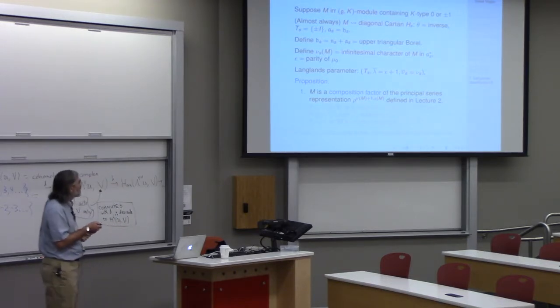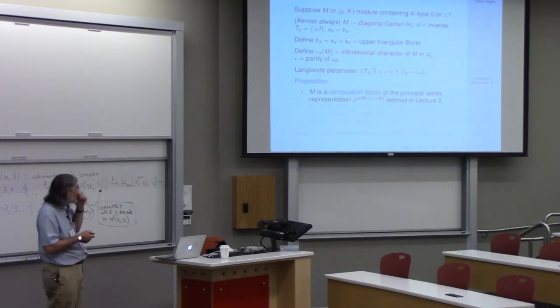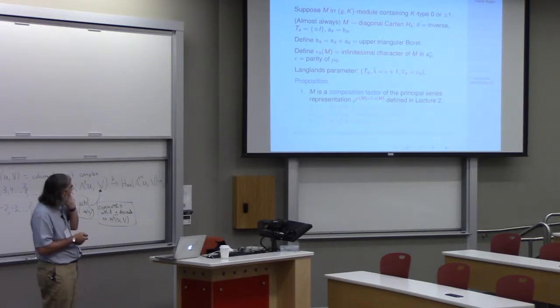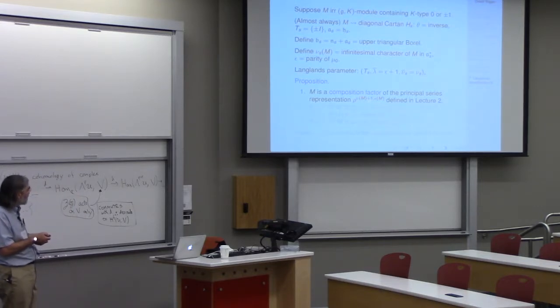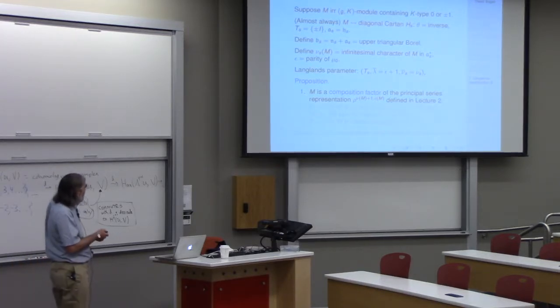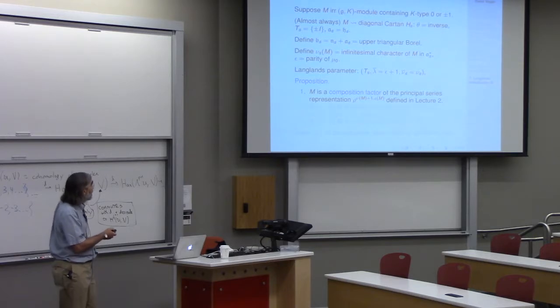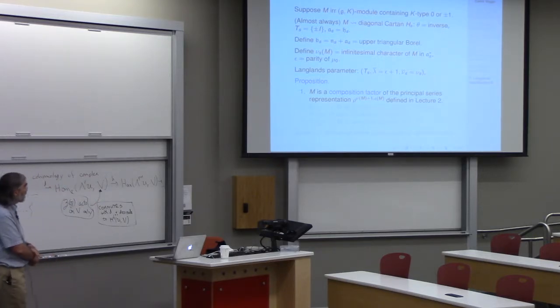In the slides from lecture two, there's a discussion of the principal series for SL2. And in the notation that I used there, we're talking about the principal series representation with continuous parameter this infinitesimal character plus one, and this parity parameter. The statement is that if all I know is that this GK module contains one of these K-types and has this infinitesimal character, then I can conclude that it must be a composition factor of that principal series.